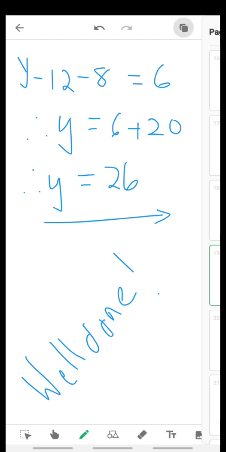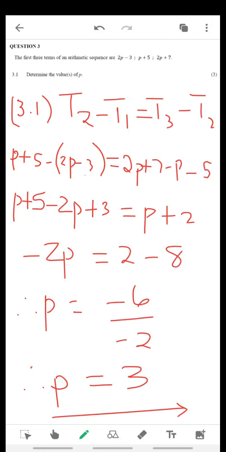Well done. Next, question 3 from another past exam paper. The first 3 terms of an arithmetic sequence, underline arithmetic. Okay, this is very important. You underline because it will guide you as to what you need to do. The first 3 terms of an arithmetic sequence are: 2p minus 3 is the first term, p plus 5, second term, 2p plus 7, third term. Determine the values of p.